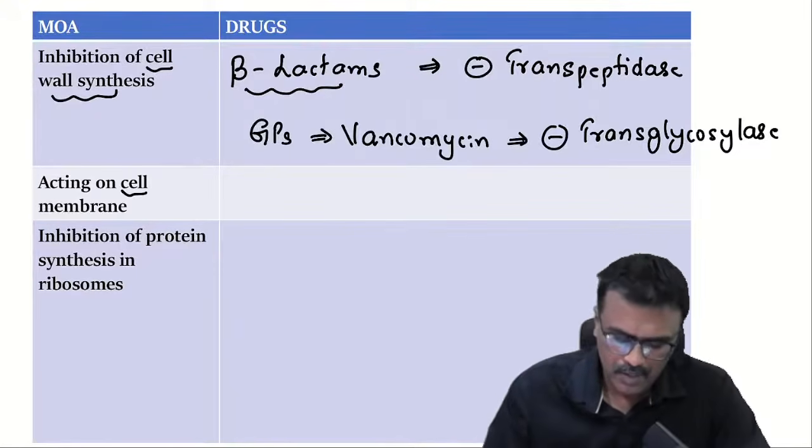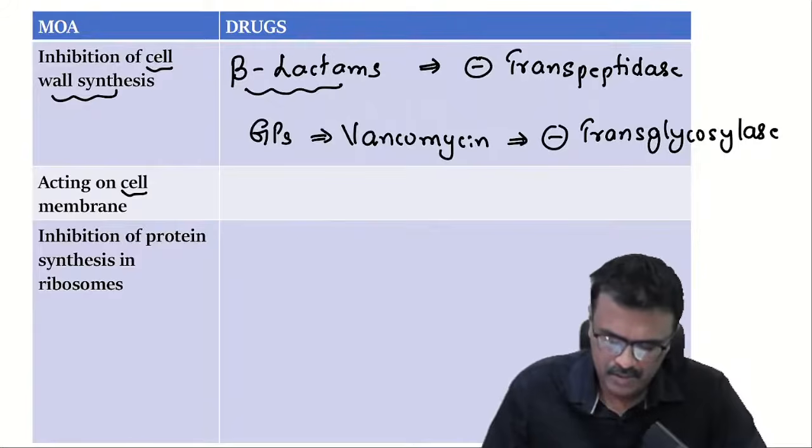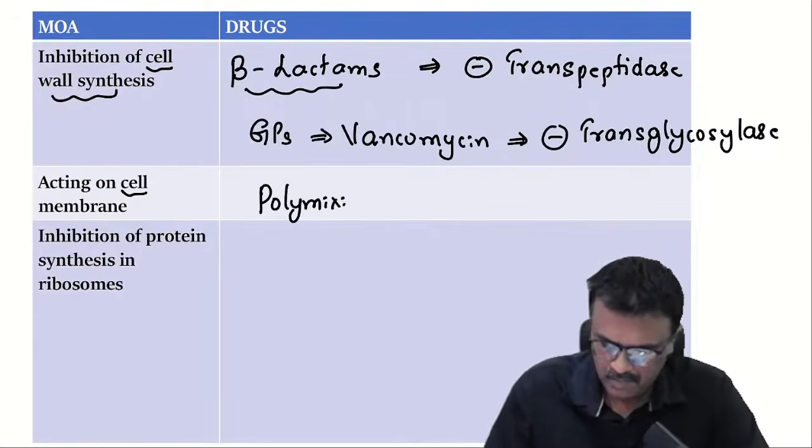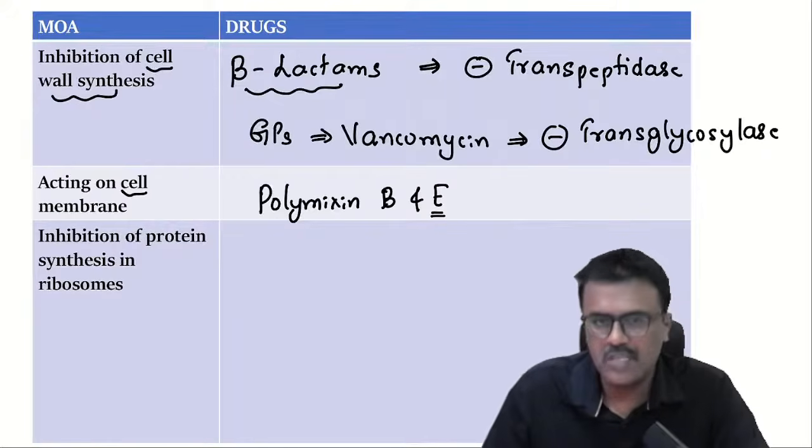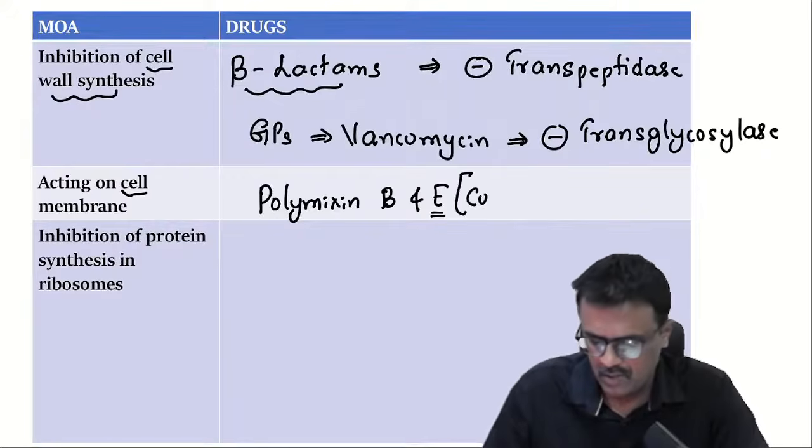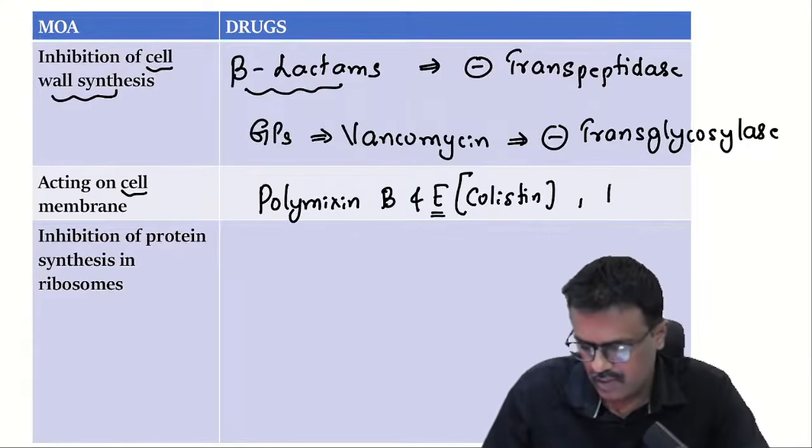Acting on cell membrane, they are polymyxin B and E. E is nothing but colistin, and a drug called daptomycin.